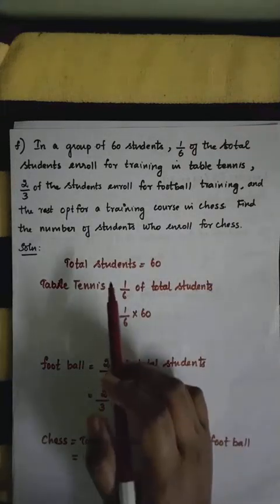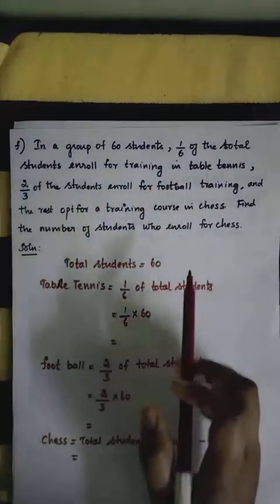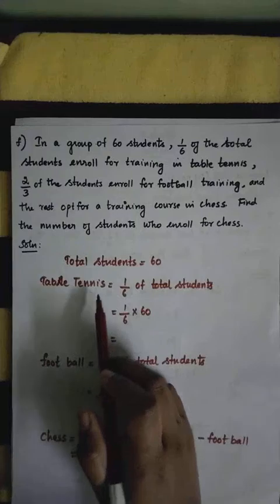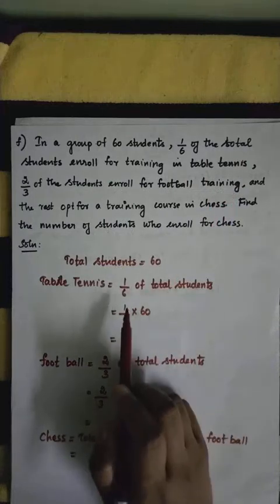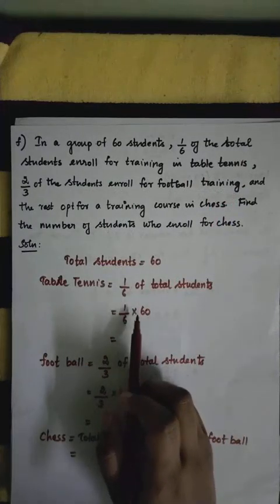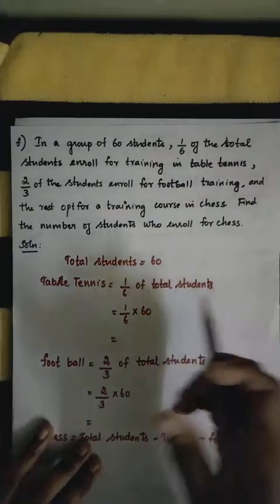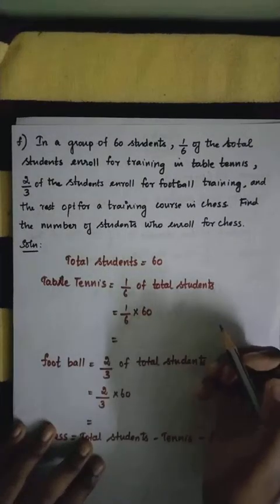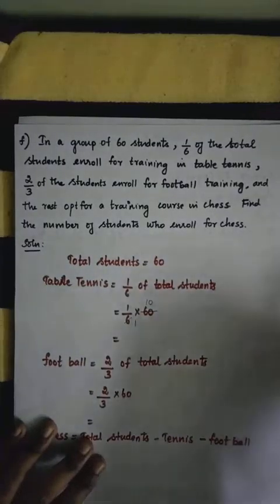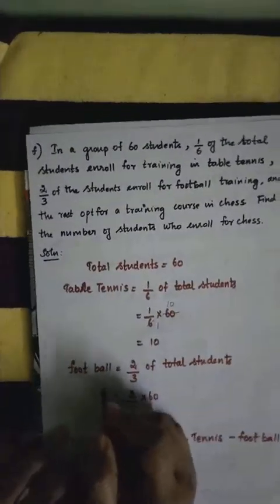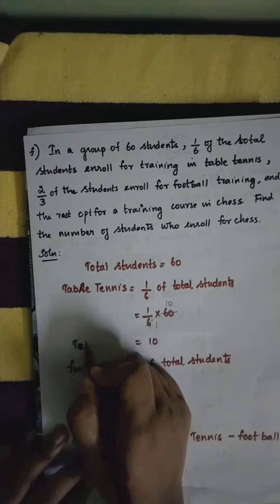So first, total students is 60. First we are going to find table tennis. For table tennis they have given 1/6 of the total students. So 1/6 of the total students. "Of" means multiplication, you all know. So put the multiplication sign. Then total students is 60. So 1/6 into 60. If there is any common factor, just cancel each other. So 1 6 is 6, 10 6s are 60. So table tennis is 10. So the number of students enrolled for training in table tennis is 10.